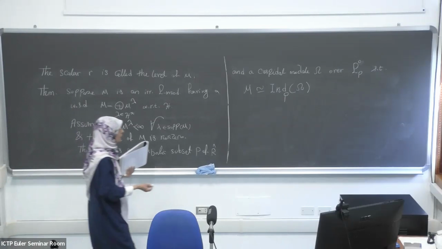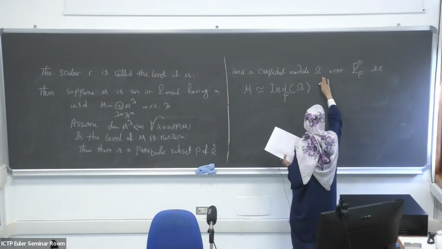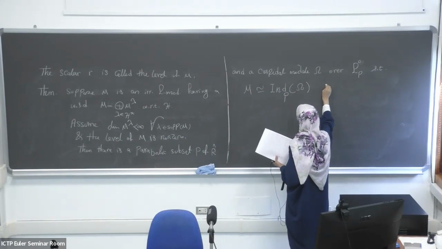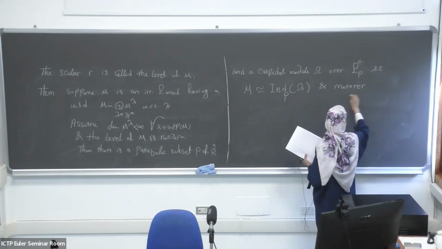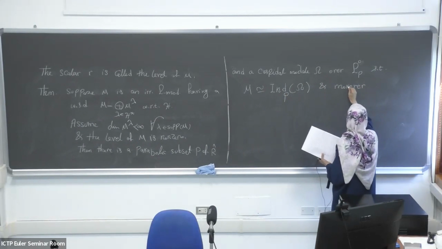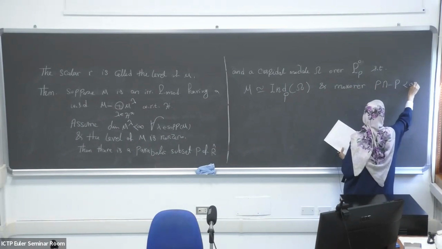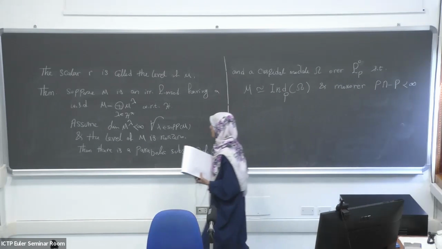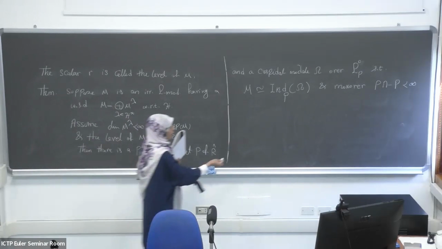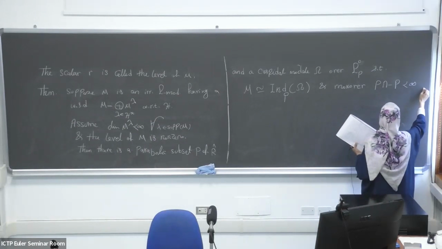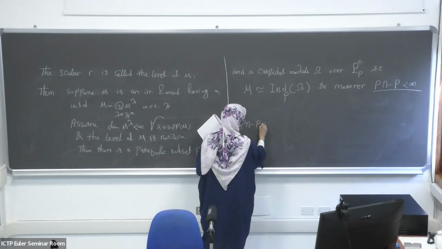Okay, and moreover, we have a cuspidal module omega over this, and moreover, this P, the intersection of P and minus P, is finite. And look at this. When we say that the intersection of P and minus P is finite.